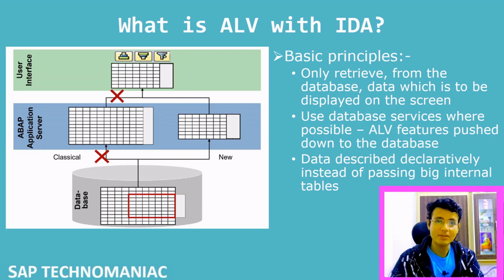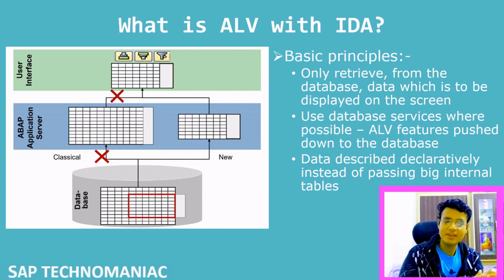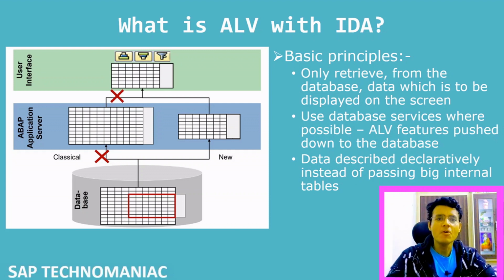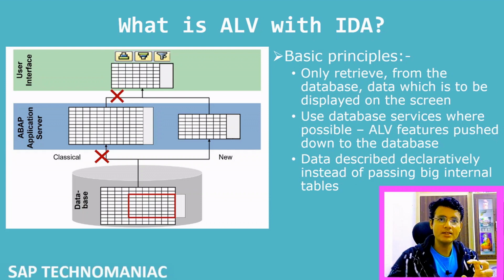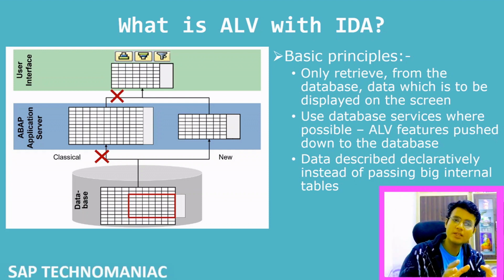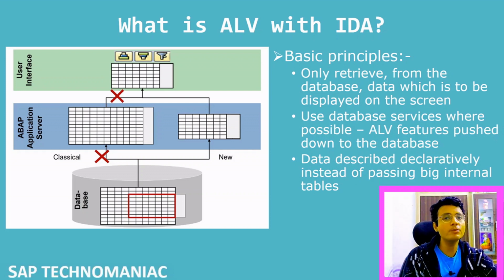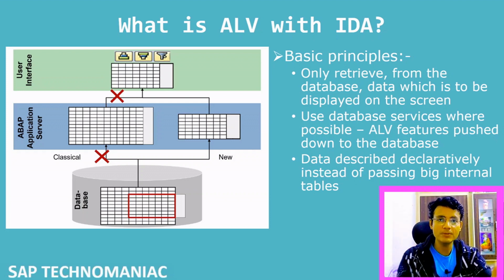Process the data. But ALV IDA will be different. You can see on the right-hand side, what we will do is get only those data which will be displayed on the user's screen. We will not get all the data from the database and put it on the application server, and out of that get the required data to display in the application.